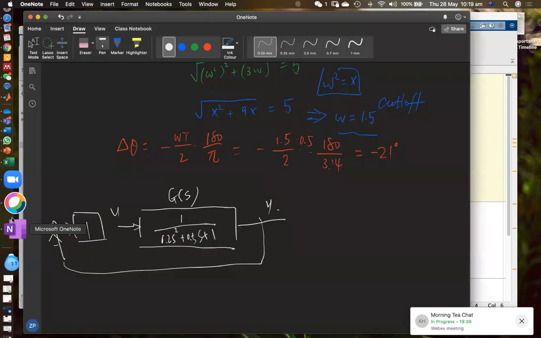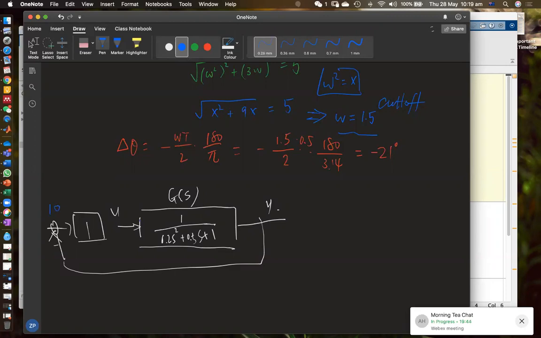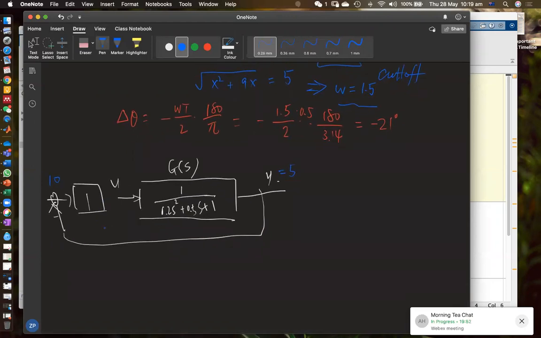If I put a reference input here, say 10, and y is actually equal to 5, you don't really follow the reference. So that's the main problem. So we have to get a controller here. And what I do is design a PID control to achieve this, so this no longer becomes 5. I want this to be 10, with a certain kind of overshoot and with a certain kind of stability, phase margin.